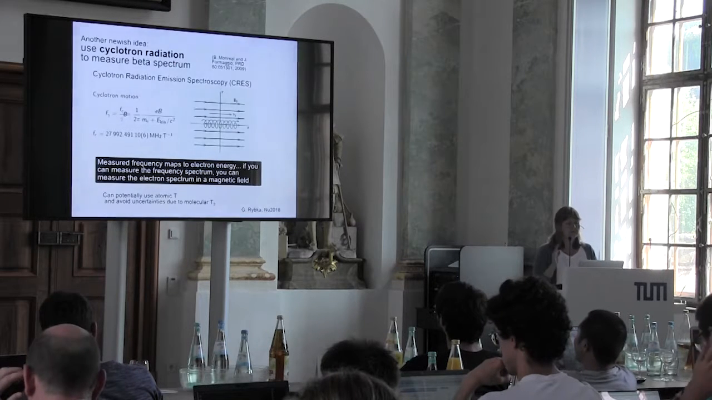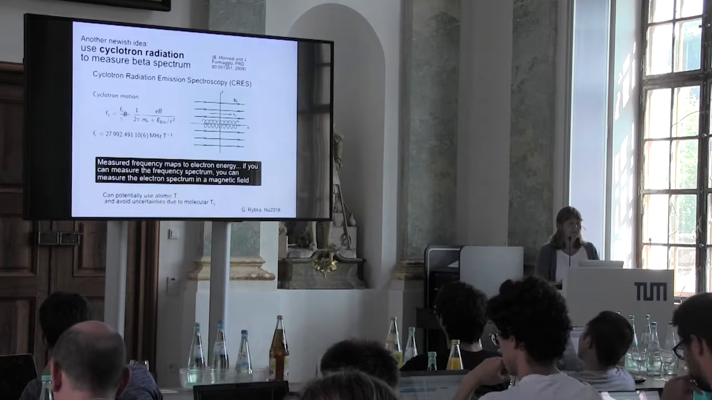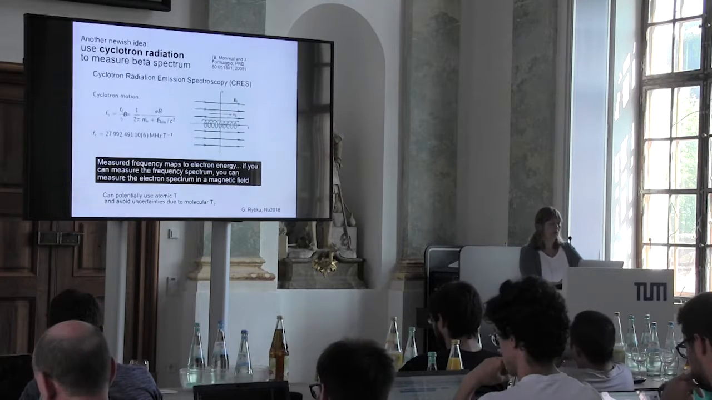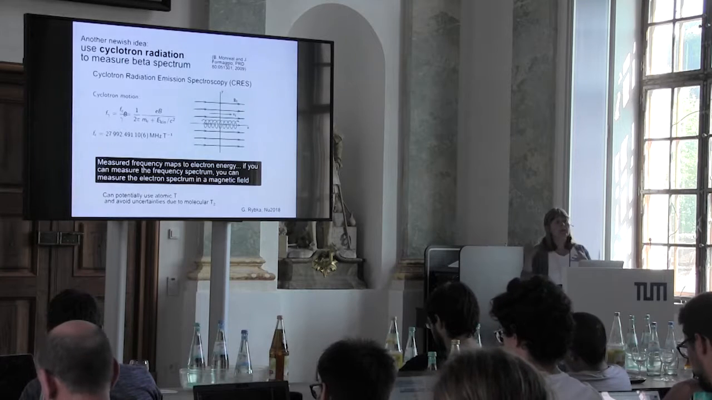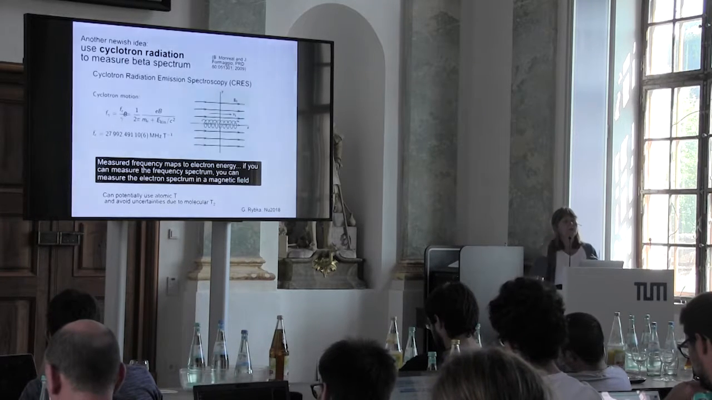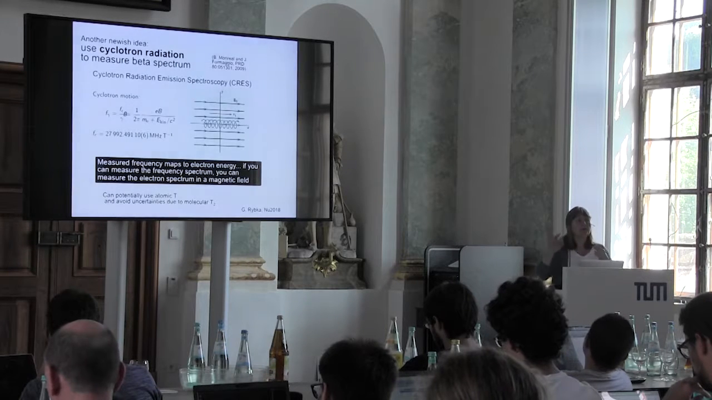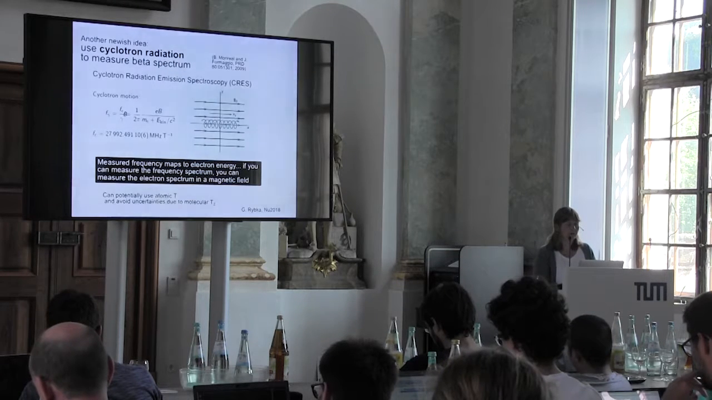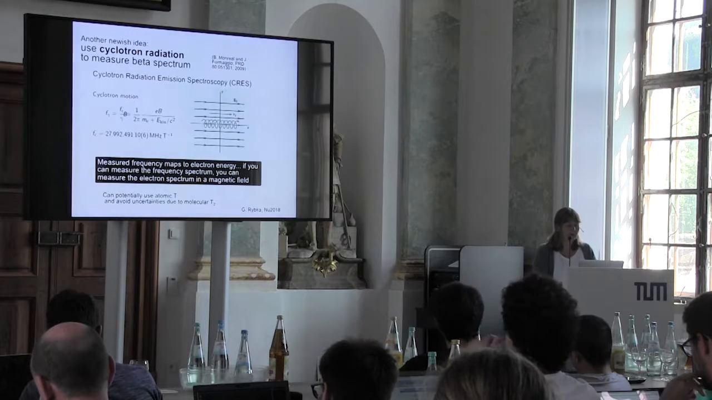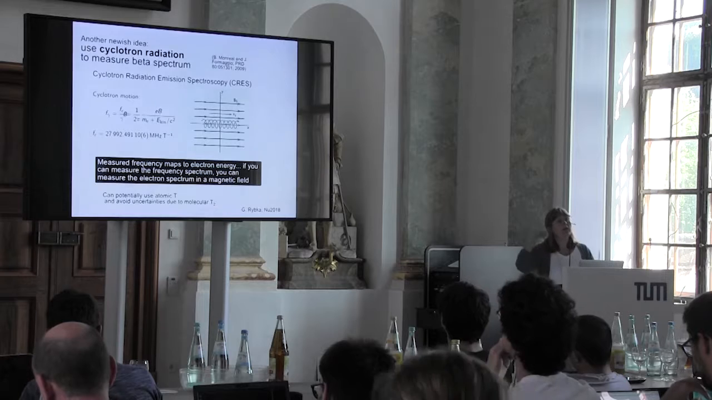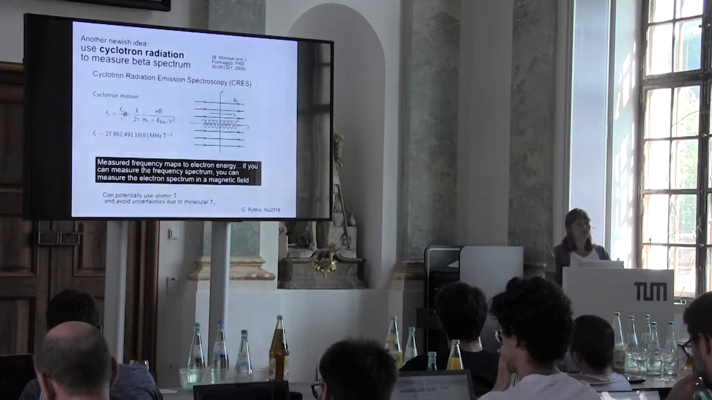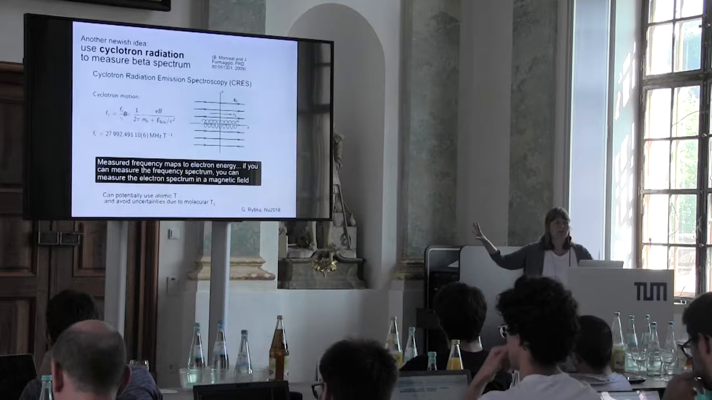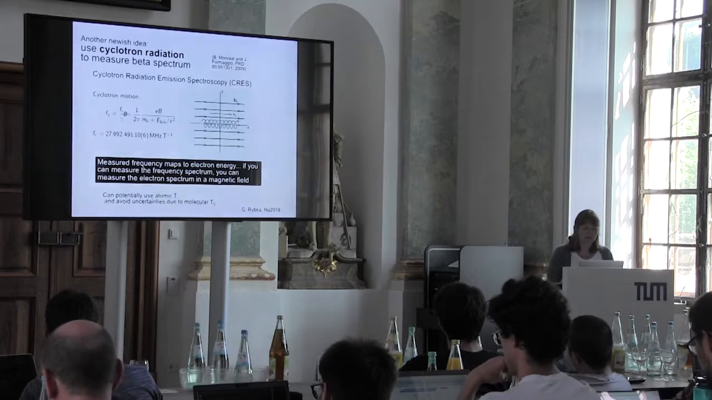And here's another idea, which is a bit orthogonal and actually a very cute idea, about 10 years old now. The idea here is to use cyclotron radiation to measure the beta spectrum. Instead of actually grabbing the electrons and recording their energy, the electrons are emitted from the decay in a magnetic field, and they circle around in cyclotron motion, and they radiate, and the frequency of that radiation maps to the energy. And so if you can measure the frequency spectrum, you can infer what the electron initial energy spectrum is. So this is a very clever idea.